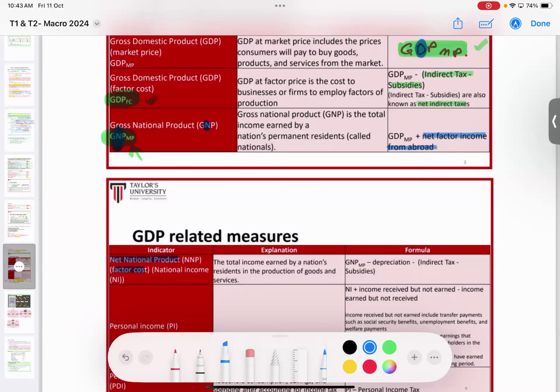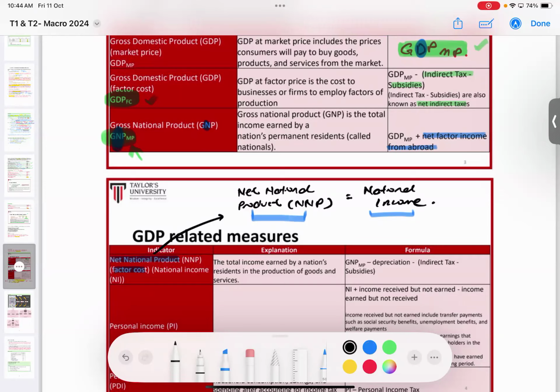I want you to remember one thing. Write it down. You will have one question in the midterm like this. If I ask you net national product, NNP, that basically means national income. In the midterm, they will just use the word national income. Then you might be wondering which formula they're referring to? Remember, national income refers to net national product.